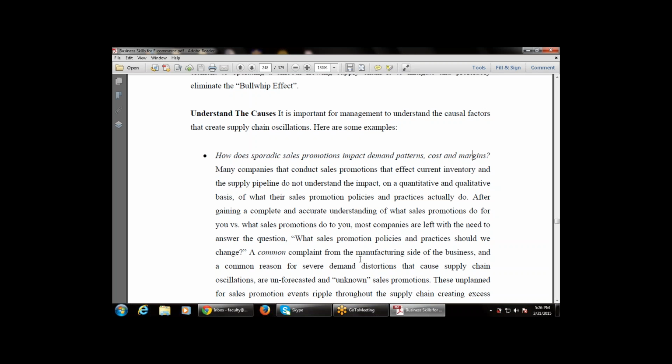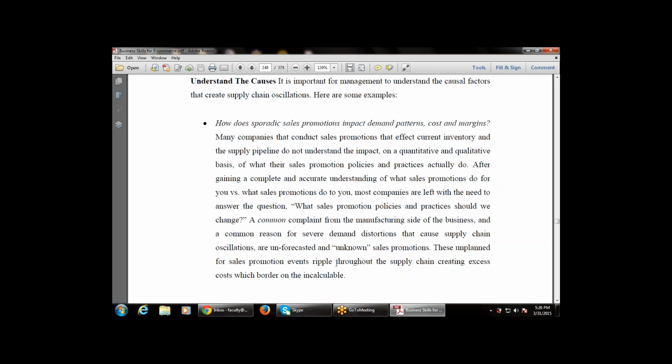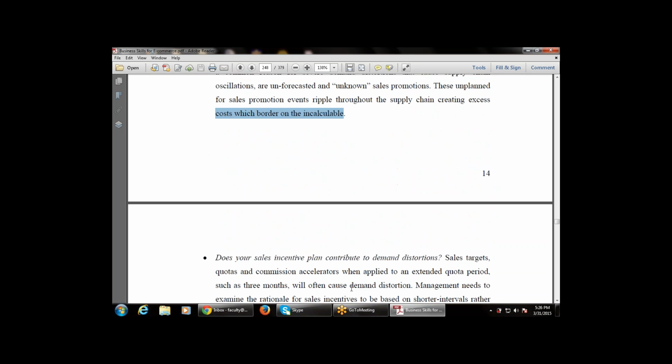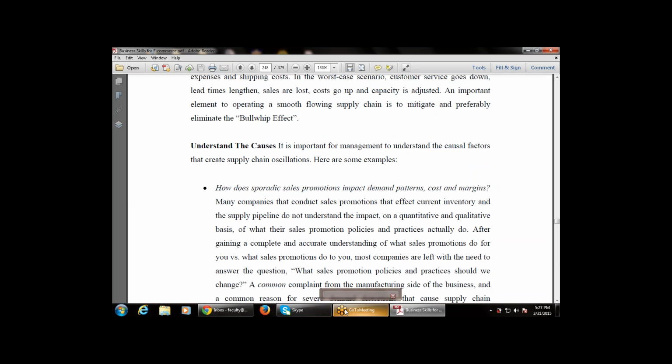A common complaint from the manufacturing side, and a common reason for disrupted distribution that affects the supply chain, is unforecasted and unknown sales promotions. That is one of the major challenges: an unknown sales promotion that must be taken care of by supply chain management. These unplanned sales promotion events ripple throughout the supply chain, creating excess cost which is incalculable. That is, there is a difficulty in calculating the cost for supply chain management.